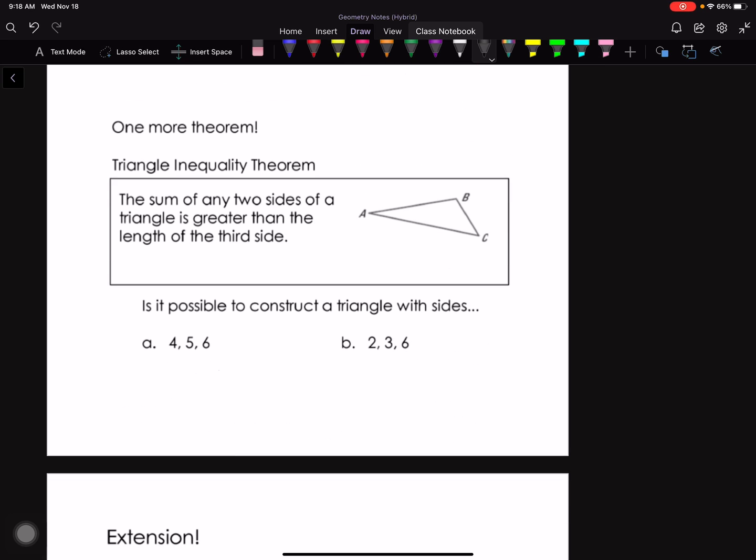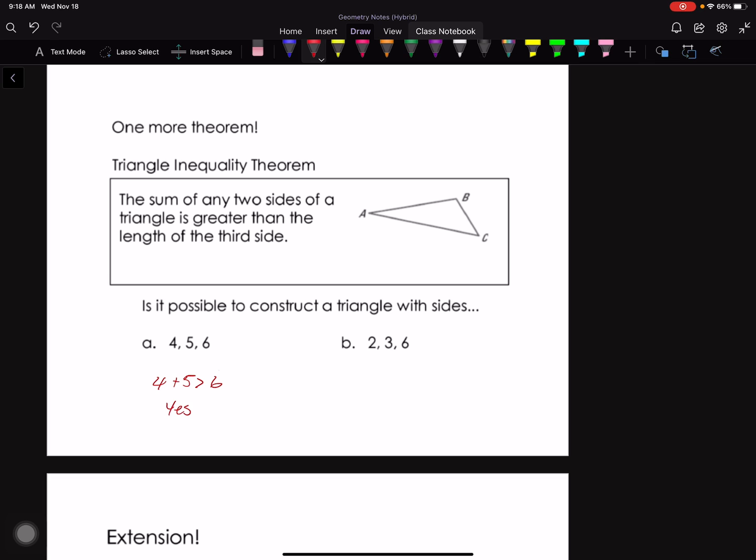The triangle inequality theorem: the sum of any two sides of a triangle has to be greater than the length of the third side. So you're going to see a few questions like this where you're given three sides and you're going to be asked, is it possible to form a triangle? So the sum of any two sides has to be greater than the third side. So we could say that generally you take your smallest two and see if it's greater than your largest. So is 4 plus 5 greater than 6? Yes, we could form a triangle.